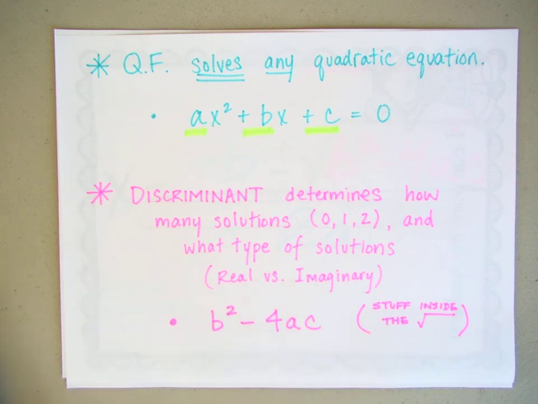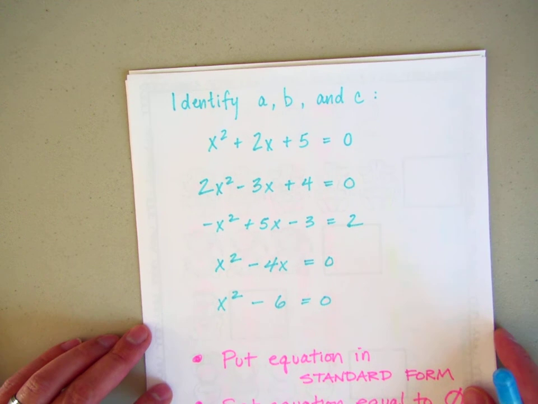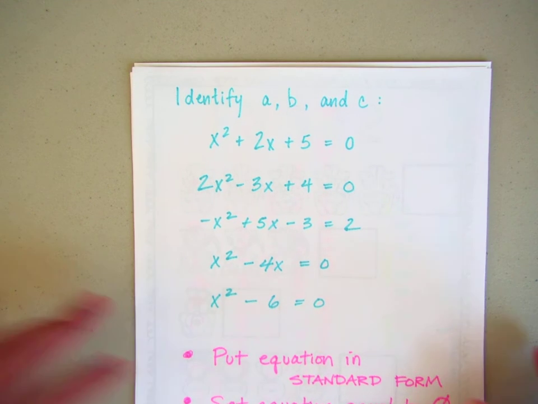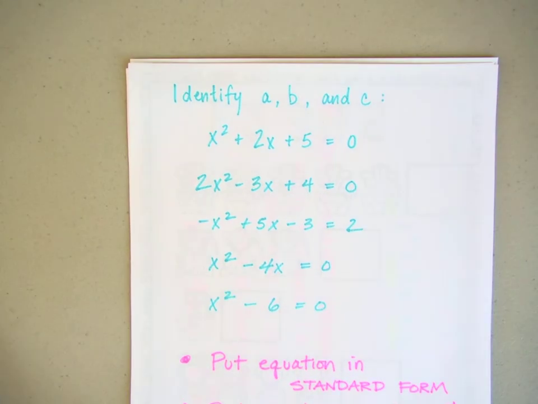So in order to use the quadratic formula, the first thing you need to be able to do is identify a, b, and c. We'll start off with a couple of those. Make sure you are able to do these, and you can come back and rewind anytime you want. So just look at this.